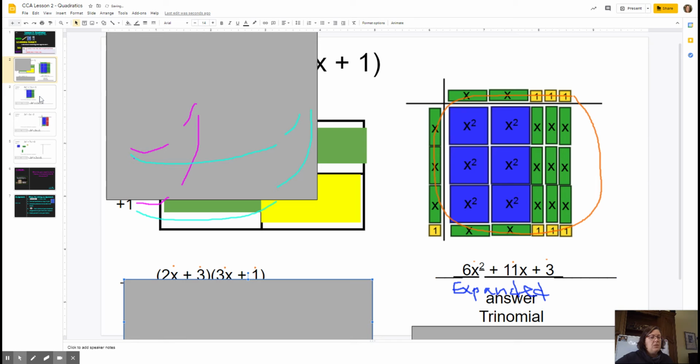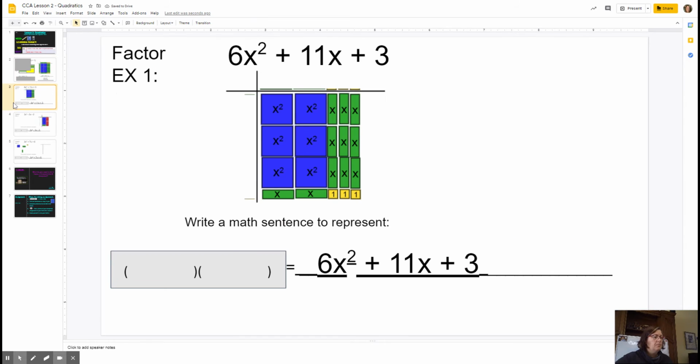Okay, let's look at our second example. So here I've got this pile of tiles, for lack of a better phrase, and I've got the expression 6x squared plus 11x plus 3. So this is the one from the previous slide. Notice that all of these tiles are put together to make a rectangle, and your goal is to factor them.